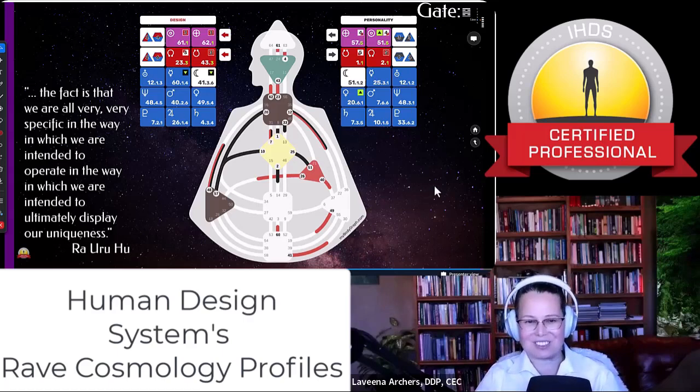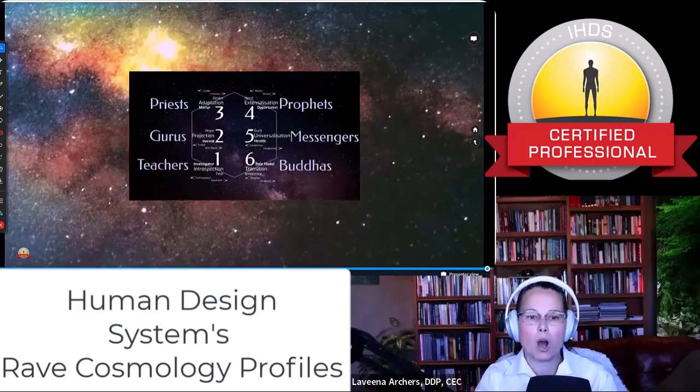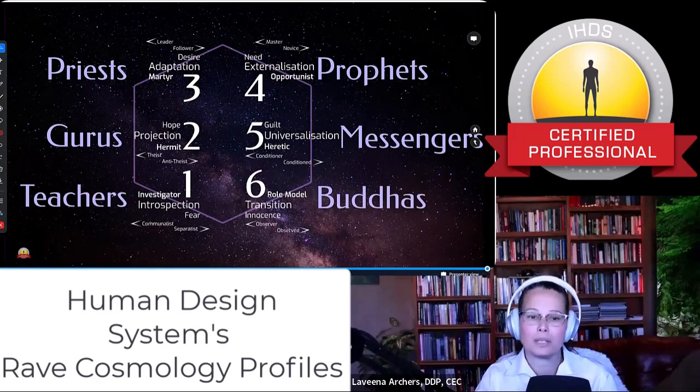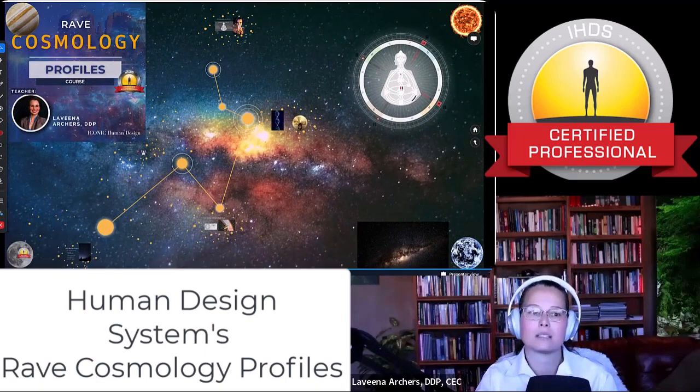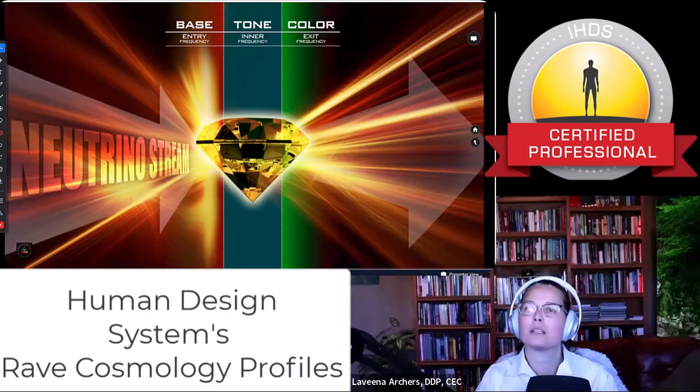Ra says, and this is Ra's chart, the fact is that we are all very, very specific in the way in which we are intended to operate, in the way in which we are intended to uniquely, ultimately display our uniqueness. And so this is what this course is going to do for you, help you get to the embodiment awareness of your uniqueness, the uniqueness that is you. So that's my introduction to Rave Cosmology Profiles. A bit wordy, but I'll take it. And it's for fun, yeah, first time around.